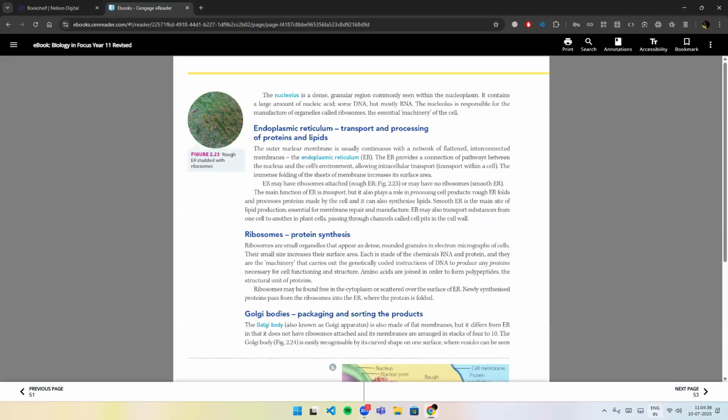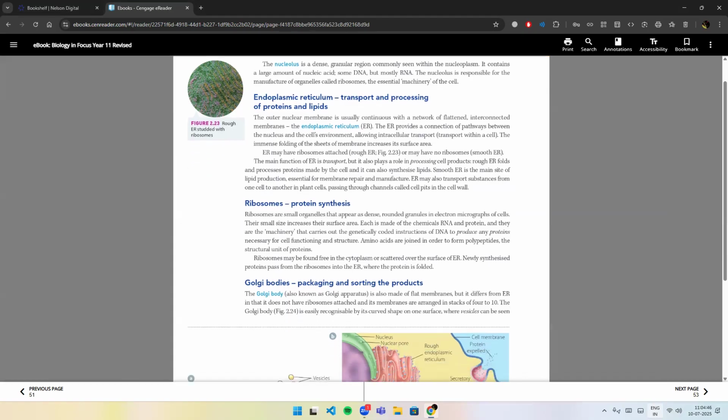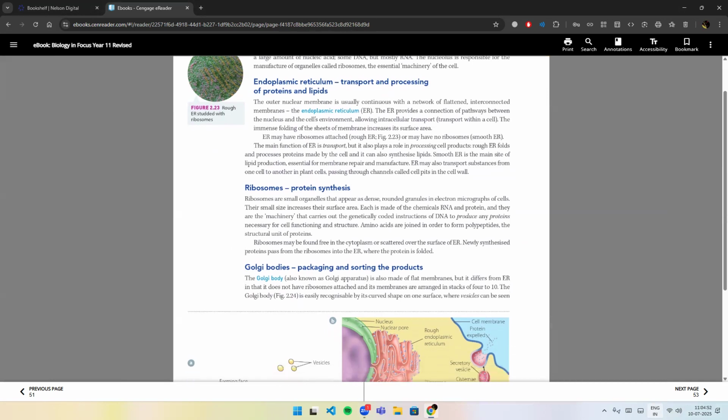The nucleolus is a dense, granular region commonly seen within the nucleoplasm. It contains a large amount of nucleic acid, some DNA, but mostly RNA. The nucleolus is responsible for the manufacture of organelles called ribosomes, the essential machinery of the cell.